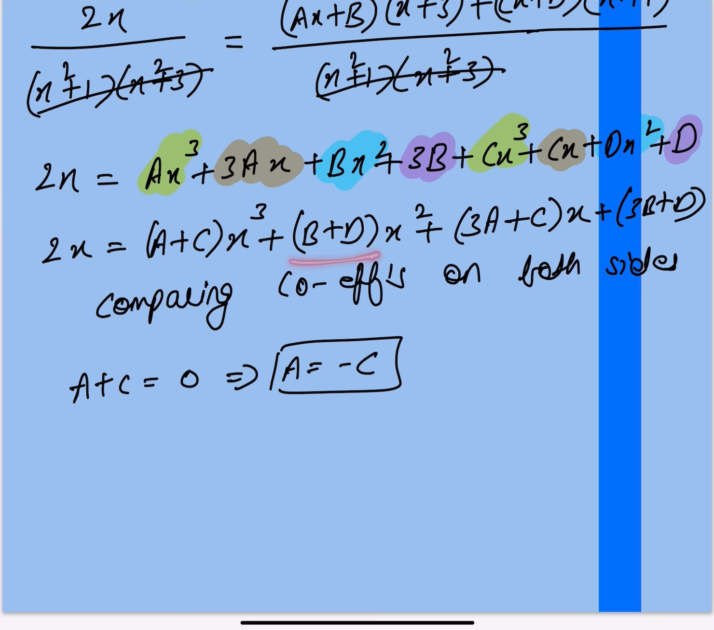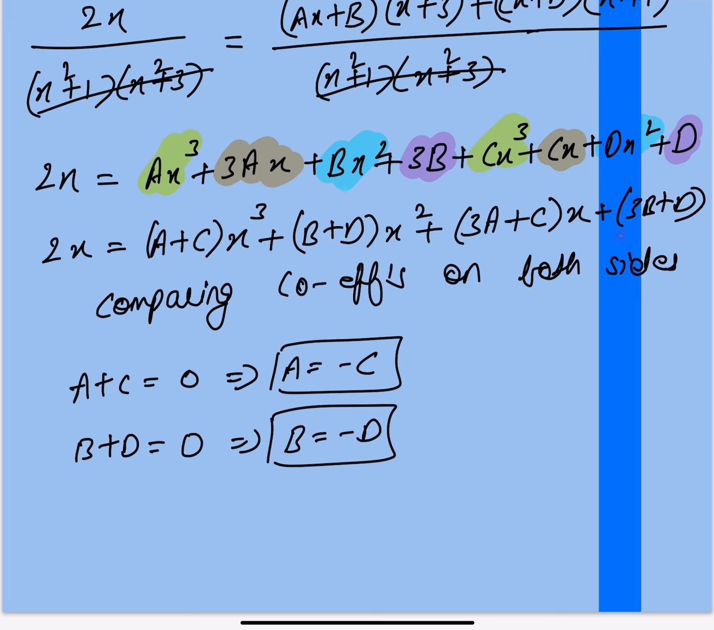Similarly, look at b and d. You have b plus d again equal to 0 because there is no x square term. So you can assume 0 x square as one of the terms on the left hand side. So b plus d is 0. Again, b equals minus d. It means you find any two values, let it be a or b, and you get the other two directly.